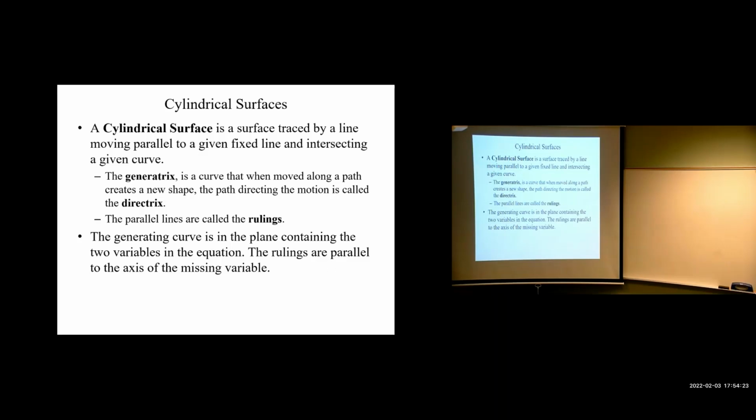So where you're going to see these is in equations that only have two of the three variables. Remember the cylinder was x squared plus y squared equals 1. Z was missing. So it was a circle in 2D. When we added that z-axis, all it did was go in the z direction. That's what these cylindrical surfaces are.